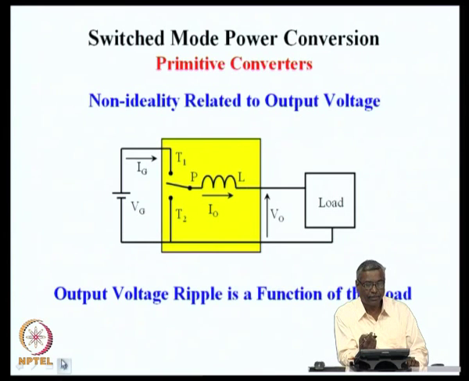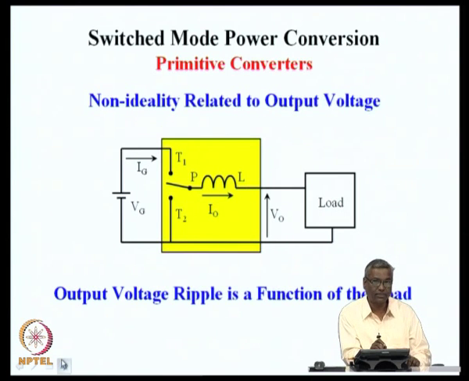Now, we have another non-ideality which we have not seen up to now, and that is the non-ideality related to the output voltage. We had assumed in the analysis up to now that the output voltage is a perfectly constant voltage V naught. But in reality, this output voltage also will have a non-ideality, and this non-ideality is the variation in the voltage V naught. V naught will not be perfectly constant, but it will be varying around a DC voltage, and how much ripple voltage is present on V naught is the non-ideality related to the output voltage.